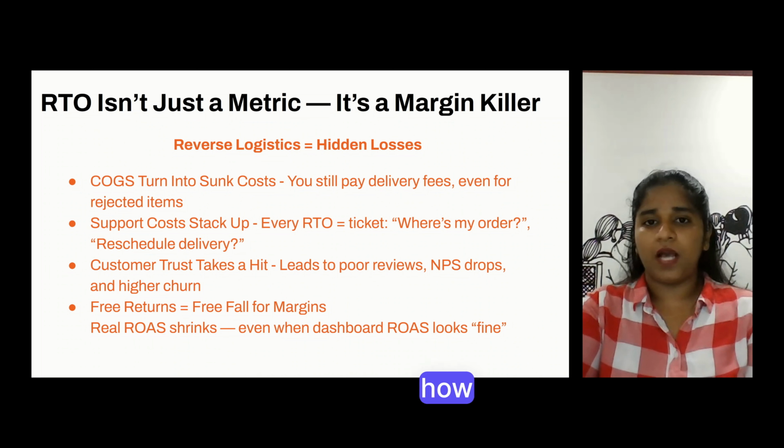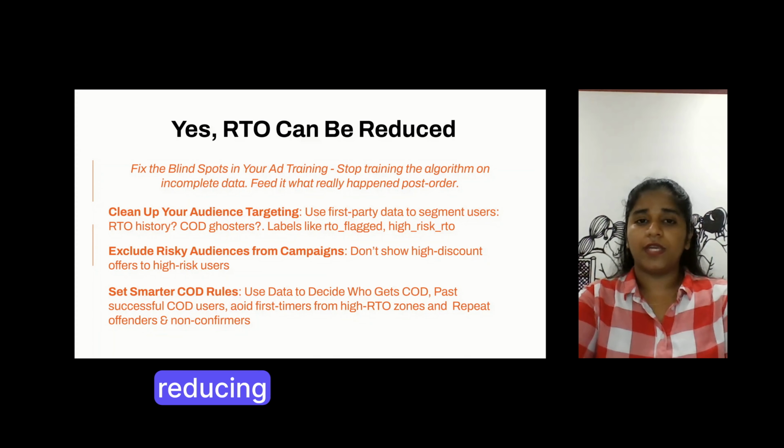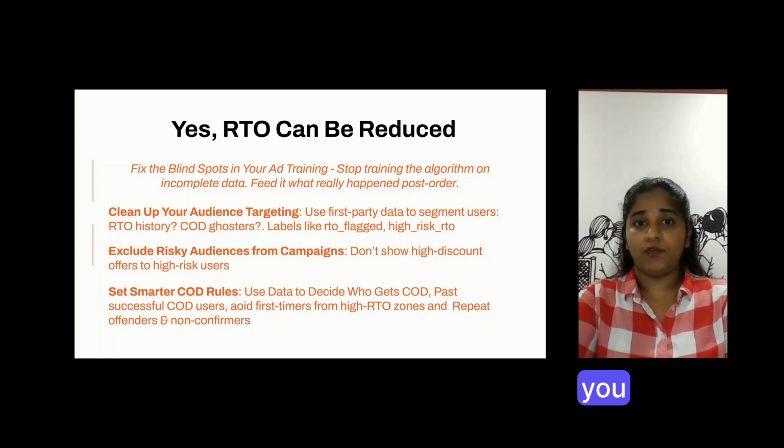All right. So we have clearly seen how RTO messes with everything: your CAC, your algorithm, your margins. Now let's flip the script. Let's talk solutions. Because yes, reducing RTO is totally possible if you put your first party data to work. First party data is your weapon against RTO.